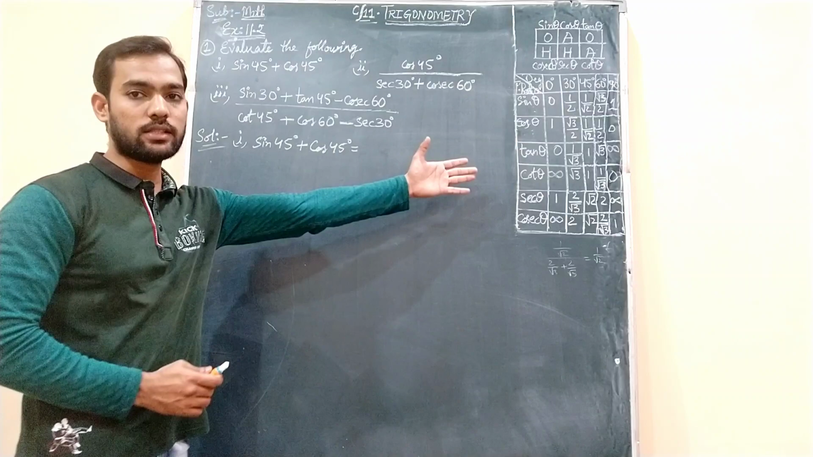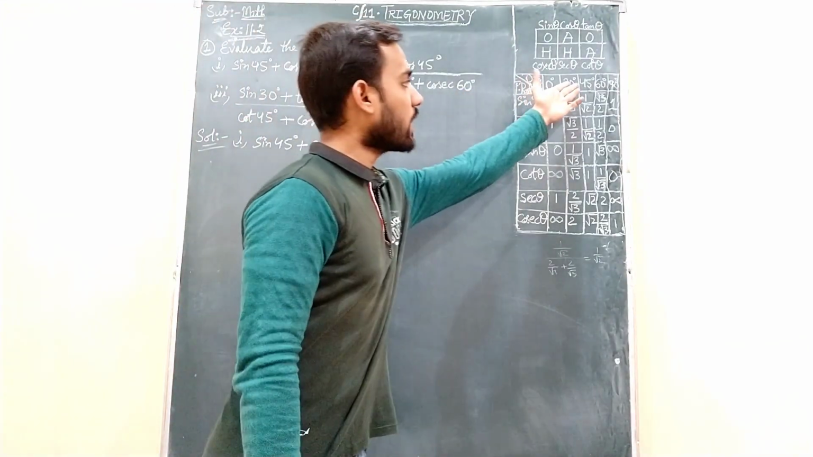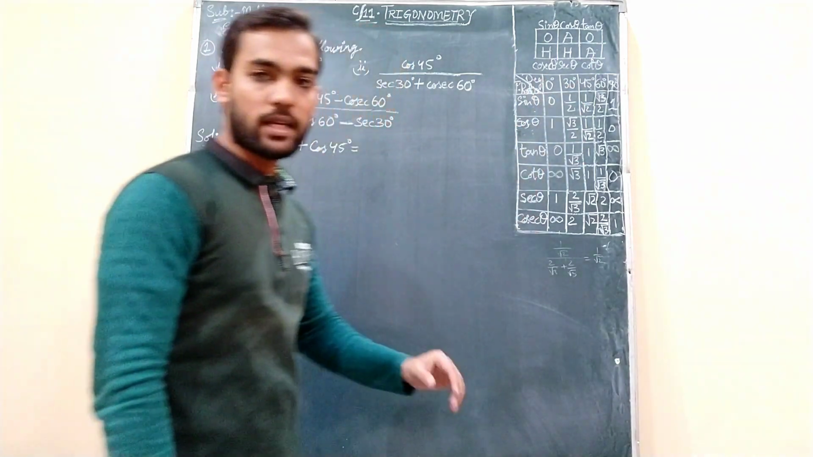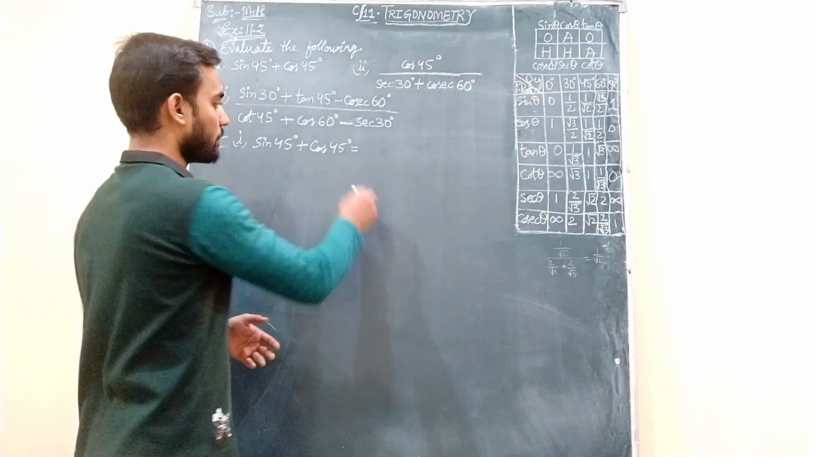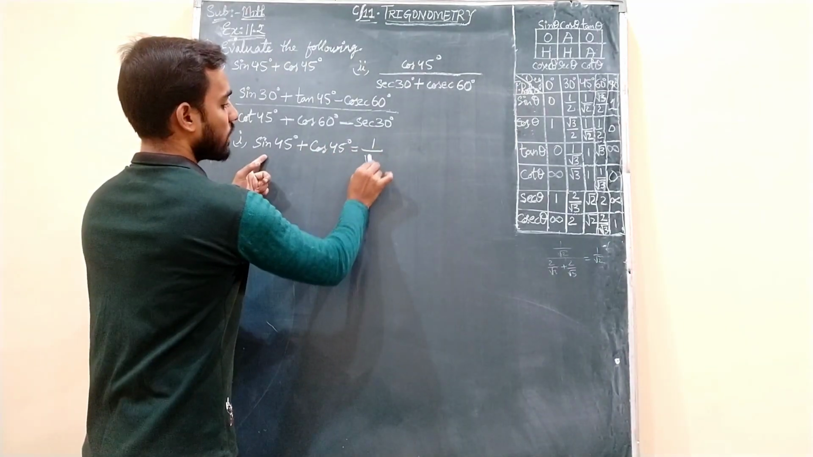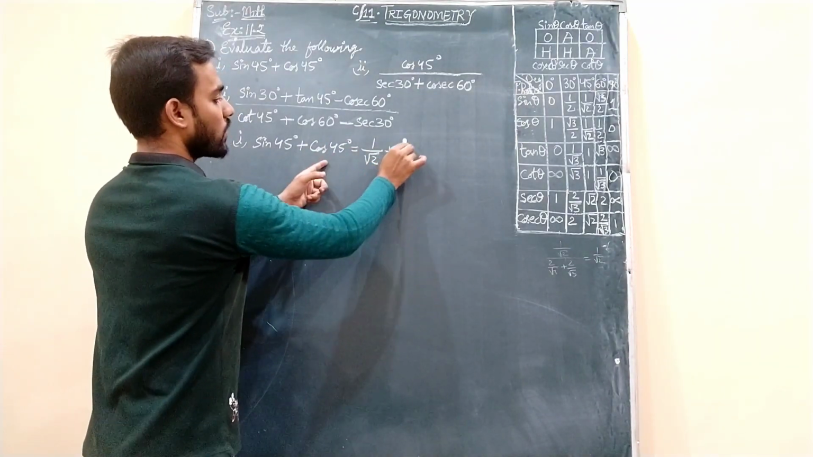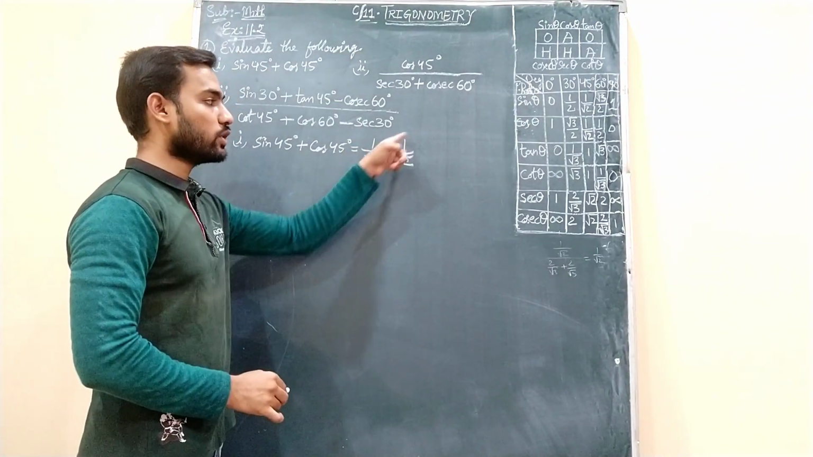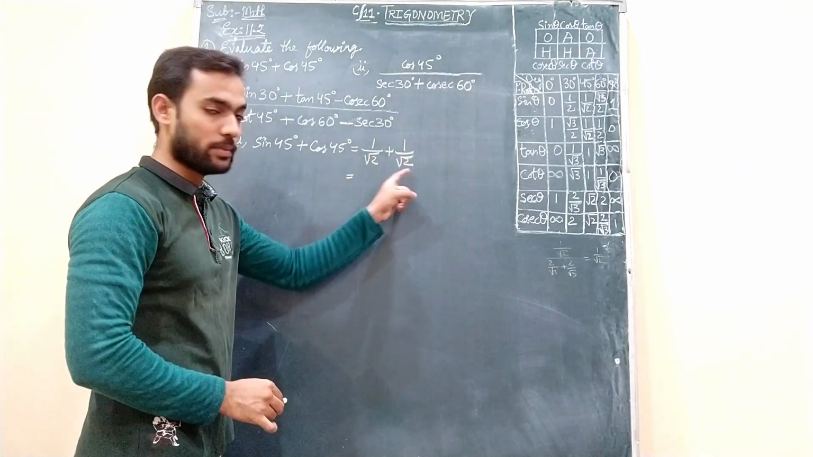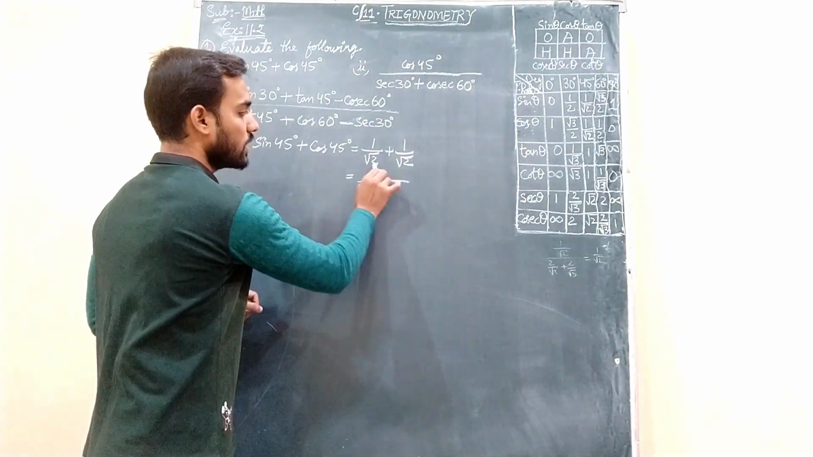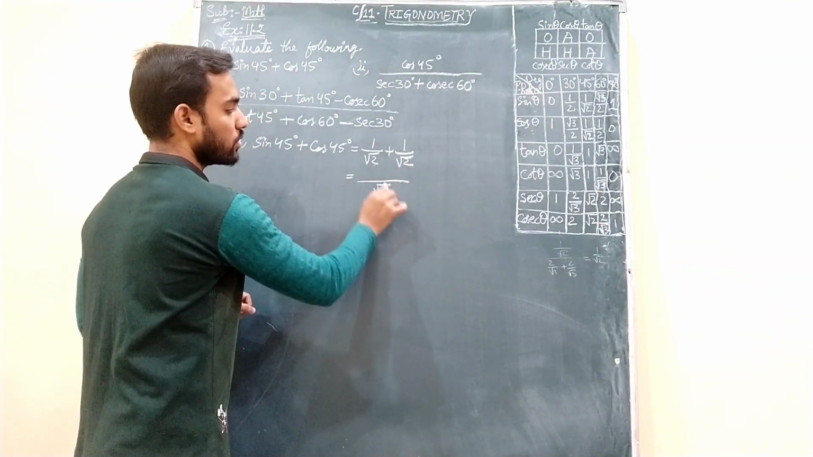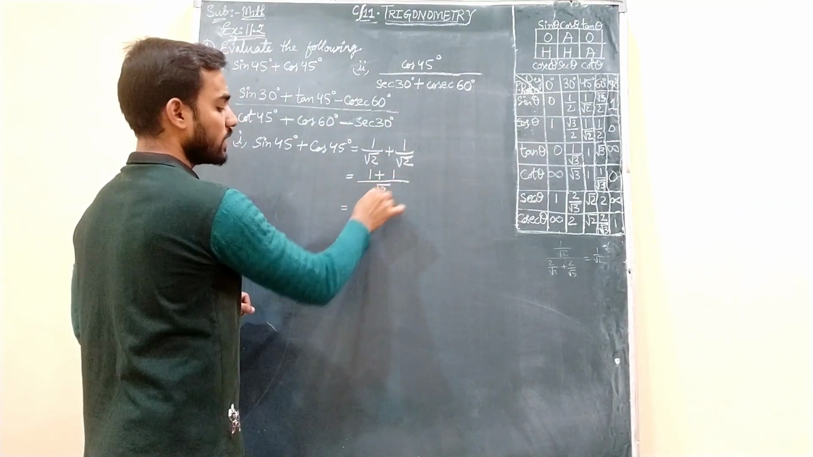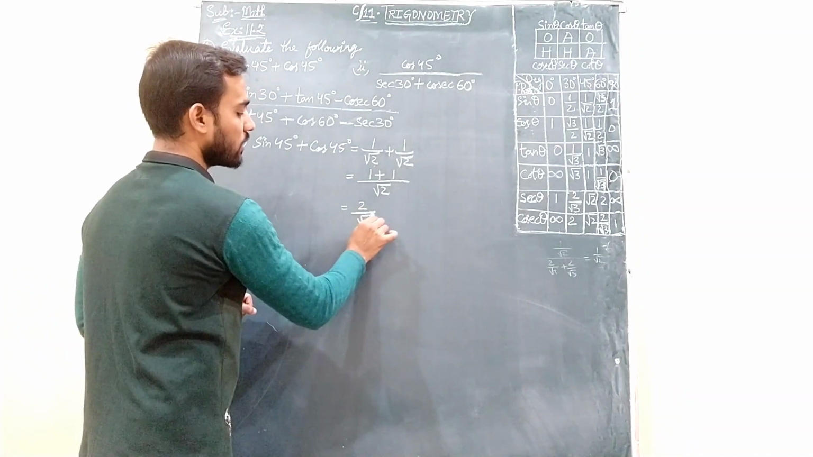See these values in the table. Sine 45 degree is 1 by root 2 and cos 45 degree is also 1 by root 2. So we need to add them: 1 by root 2 plus 1 by root 2. Students, there is no need to cross-multiply here because the denominators are the same. Since the denominators are the same, with LCM root 2, we can add the numerators: 1 plus 1 is 2, divided by root 2.